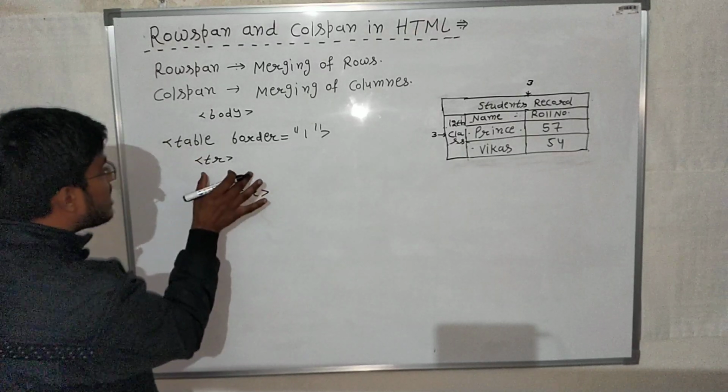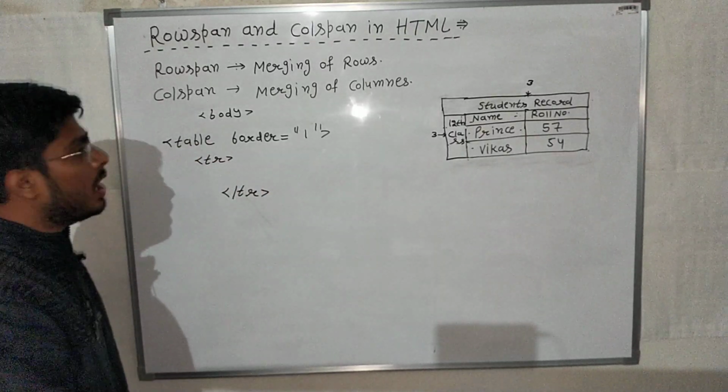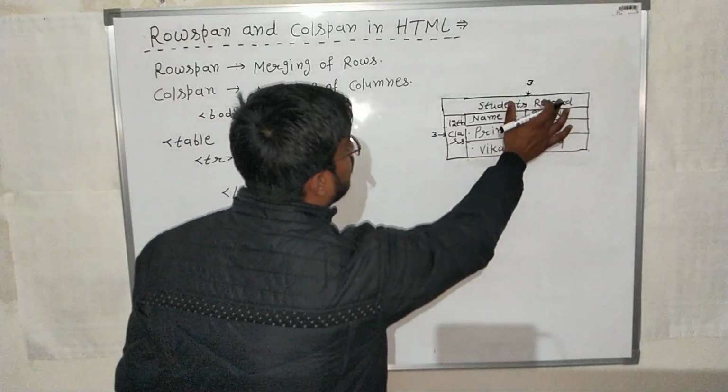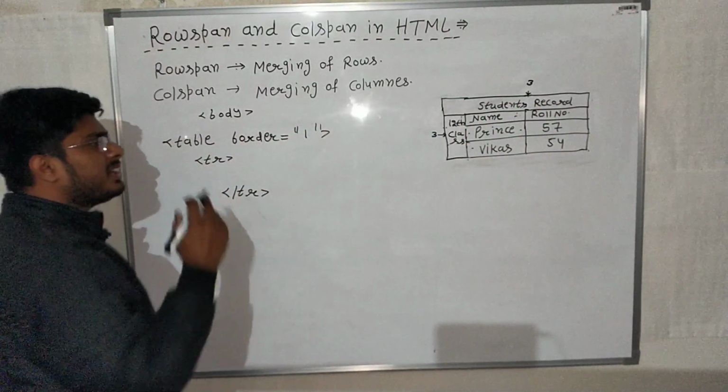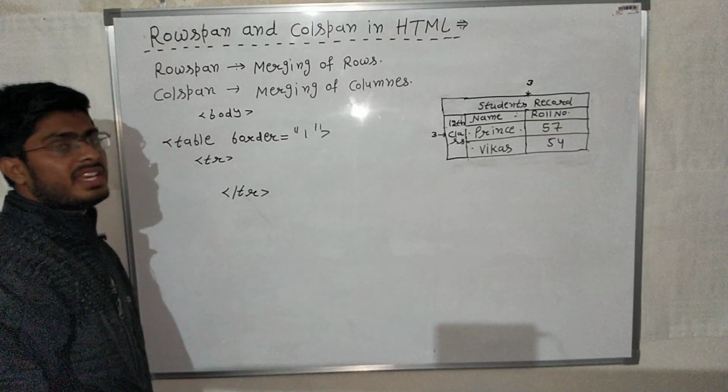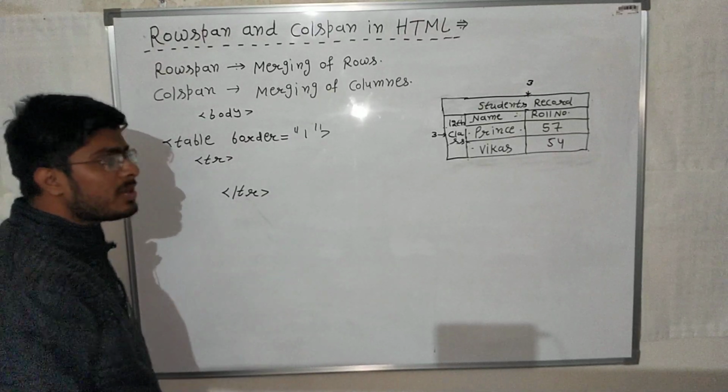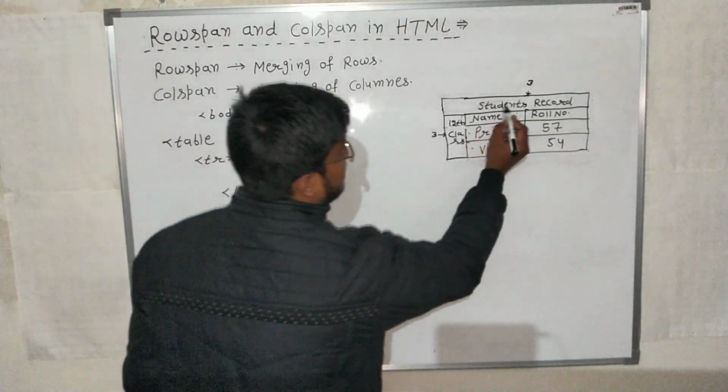And between that table row, what we have to do is store the data of that. That is the student record. So we can write here table data. But now instead of table data, I'm writing here the table heading, friends. Why table heading? Because I want darkness in these words.